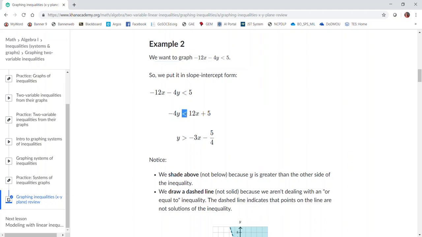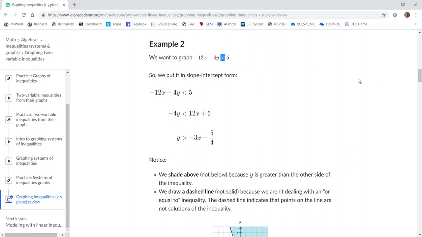But look what happened to the inequality sign. You must switch. Now, instead of less than, it is higher than, and then you're dividing 12x by a negative 4, so you have a negative 3x, and then you're dividing a positive 5 by a negative 4. Now you have a negative 5 divided by 4. And right here it's telling you we shade above, not below, because this would be below for less. But we shade above, not below, because y is greater than the other side of the inequality.